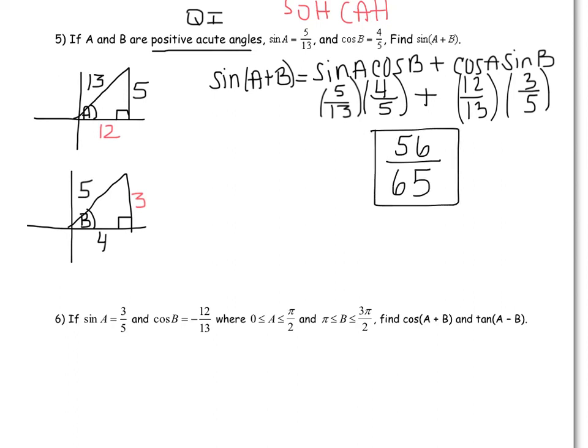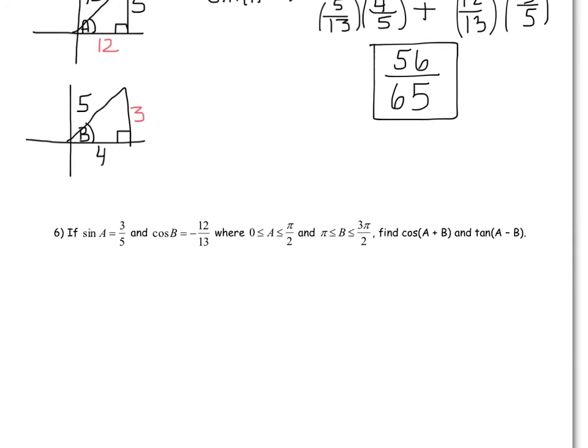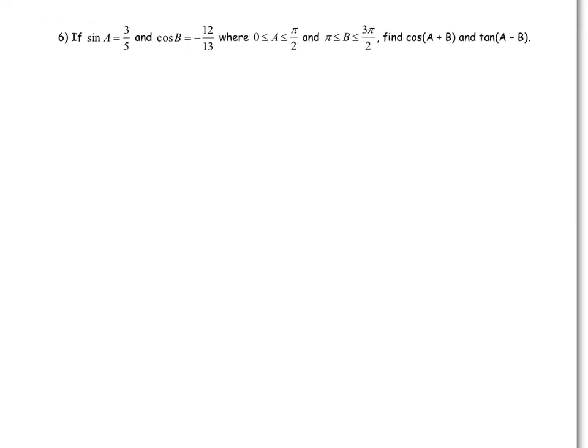Final answer. Okay, let's move on to example number 6. So example number 6 tells you we've got, again, two different triangles. We've got sine of A and cos of B. So we need two different pictures. One for angle A and one for angle B. But we have to keep reading to find out where they go. This says A is between 0 and pi over 2. Remember, pi over 2 is 90 and 0 is 0. So between 0 and pi over 2 is 90 degrees.